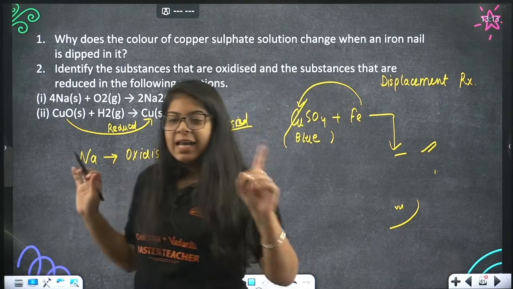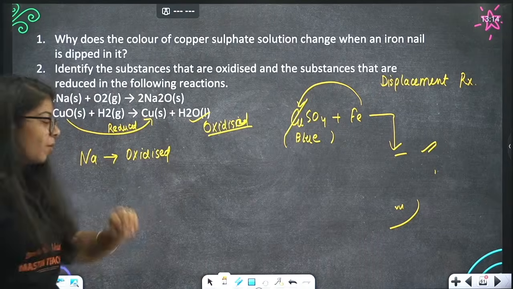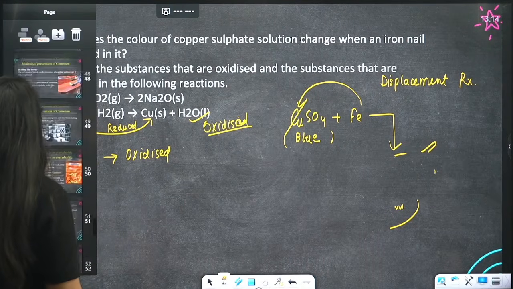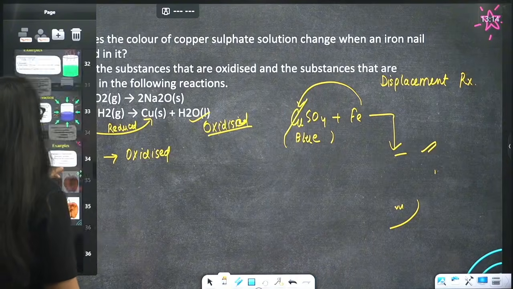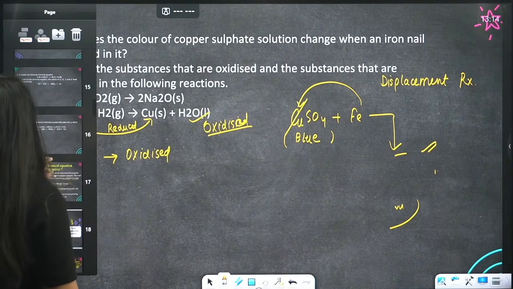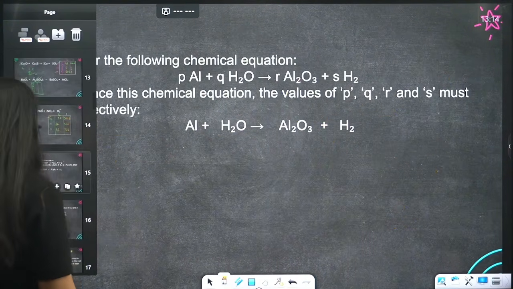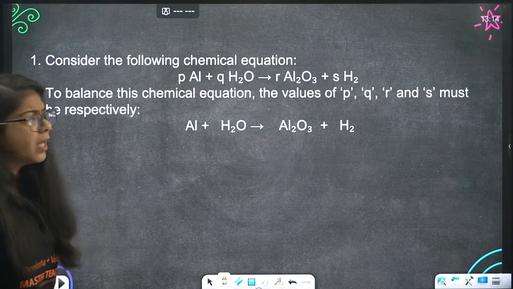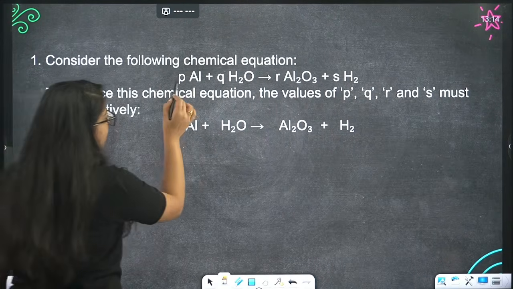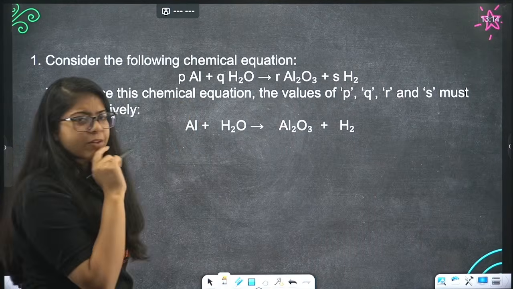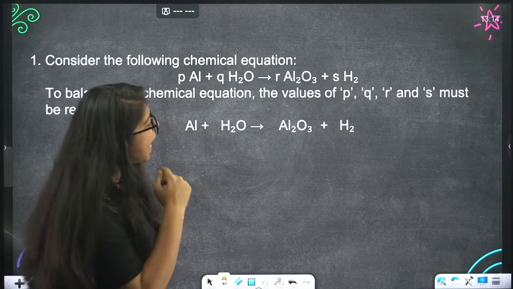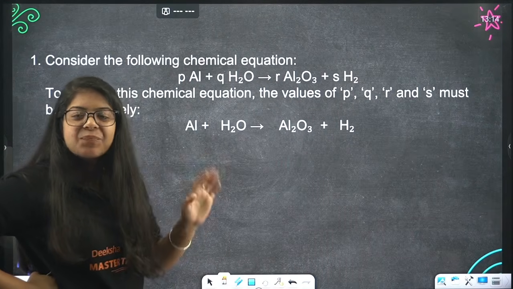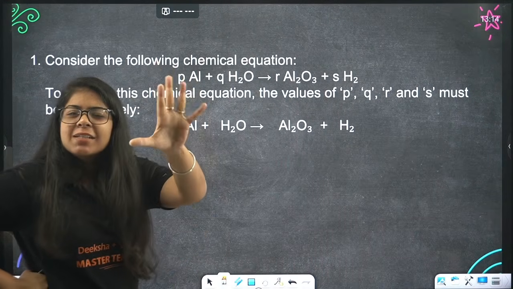Understood? Great. Now, as I promised, two very good questions of balancing chemical reactions. Here we are. Now, consider the following chemical equation. They have given the chemical equation: P Al plus Q H2O gives R Al2O3 plus S H2. Now, what is this PQRS? This is simply something to confuse you.